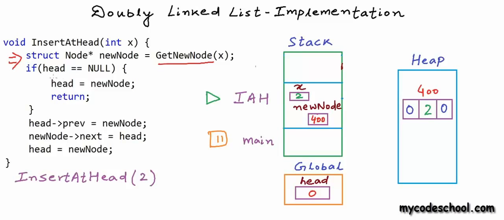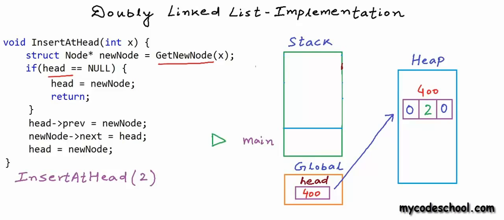Head at this stage is null. So now we are saying that head is equal to new node. Head is a global variable. It's not going to be cleared for the whole lifetime of the application. And now as we are returning, the stack frame of insert at head will be cleared. And this is what we finally have.